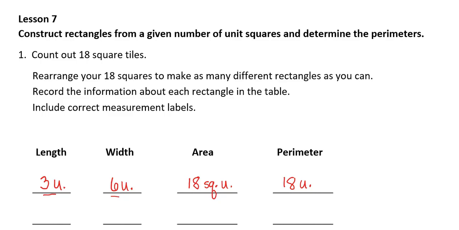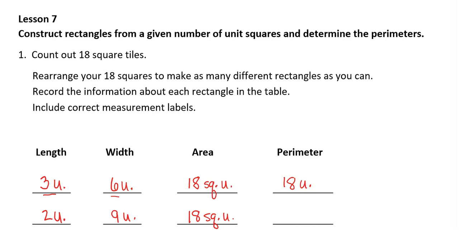Here's my new rectangle. This time, the length along the side is 2 units, and across the top I have 9 units. So this is a 2 by 9 rectangle. And again, I'll fill in those units on our chart. So the length was 2 units. The width was 9 units. The area is 18. 2 times 9 is 18 square units. And again, I used 18 square tiles to make that rectangle, so it makes sense that that area would stay the same. Now let's find the perimeter.